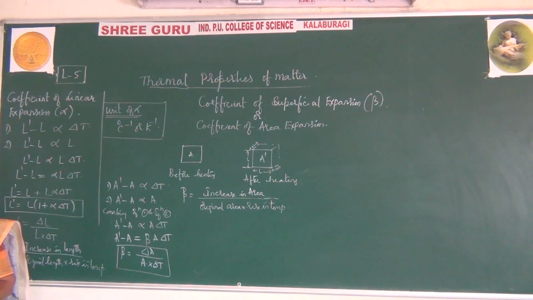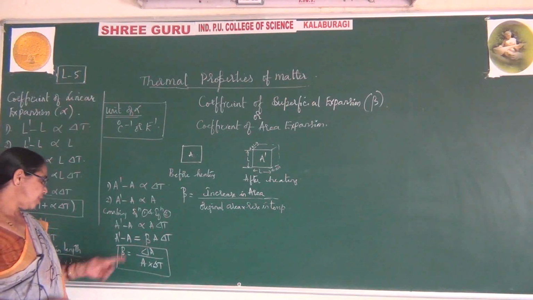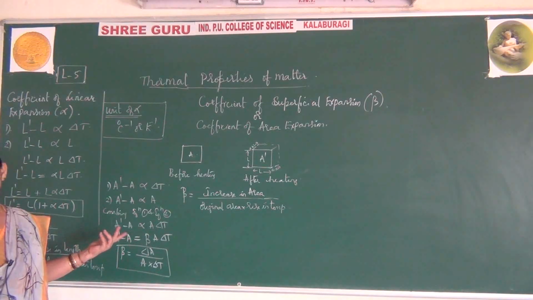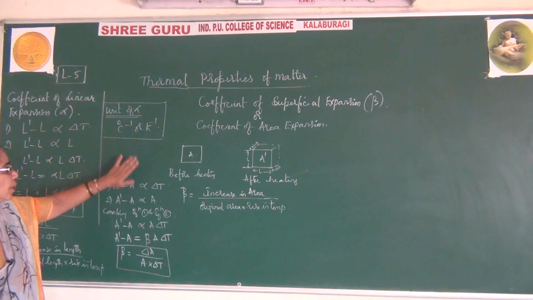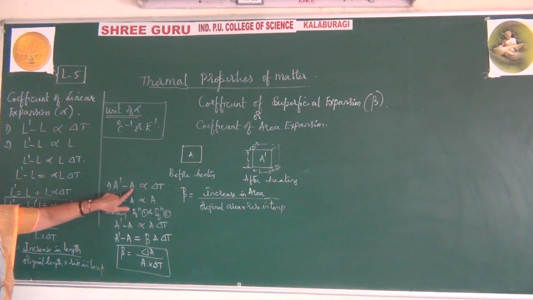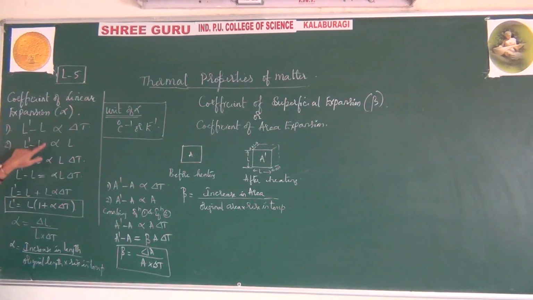Sometimes, instead of A, you can write S also. Both are correct. I hope you understood this. Now let me explain here. These are the steps we have followed, but remember, only one step we have changed here. Instead of L, we have taken A dash, and the remaining are all constants.